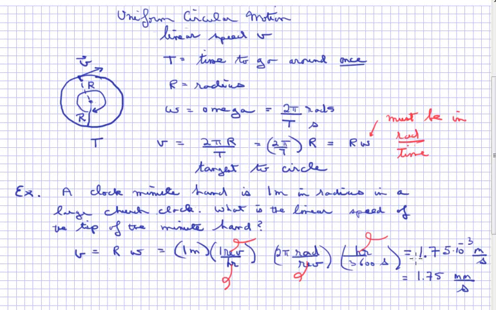And so that, if you do the calculation, and you should be doing the examples when I show you a YouTube like this, you should get 1.75 times 10 to the minus 3 meters per second, and so that would be the same thing as 1.75 millimeters per second.